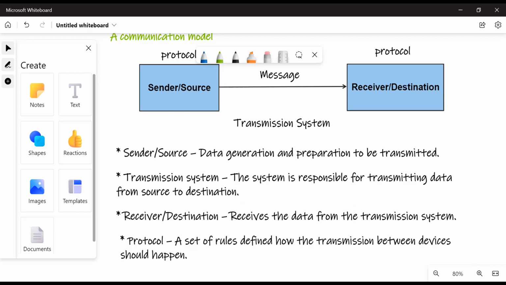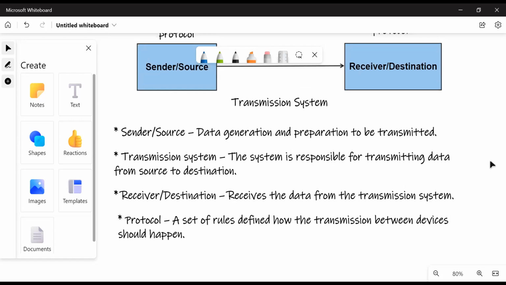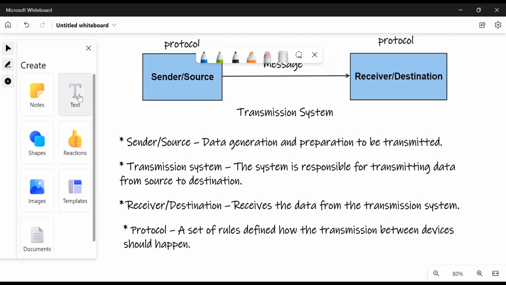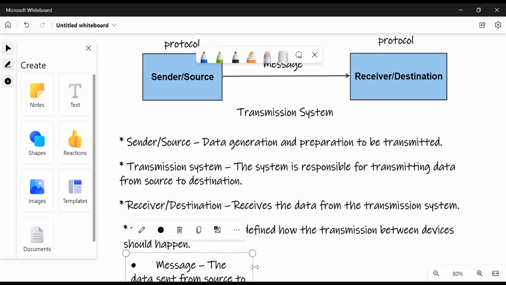And then finally, we can talk about the message. The message will be the data that we are going to send from source to destination. So it will go from source to destination. That is the message.